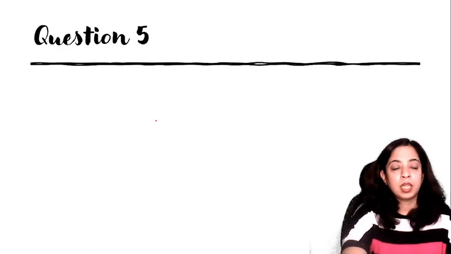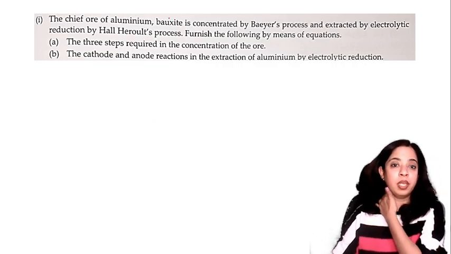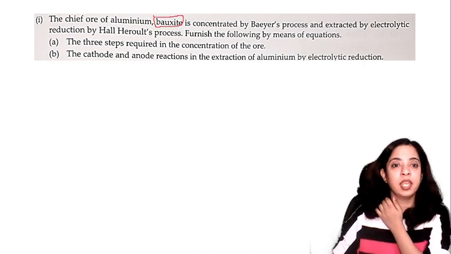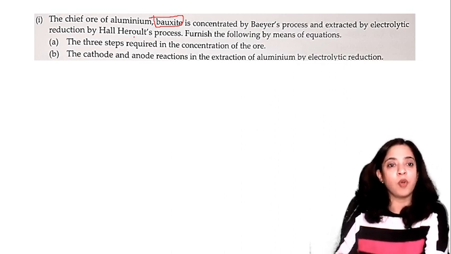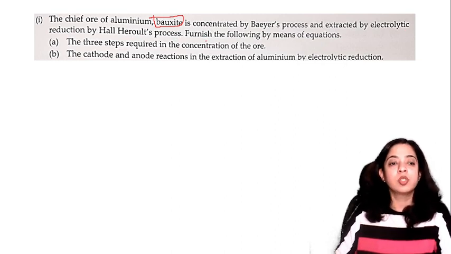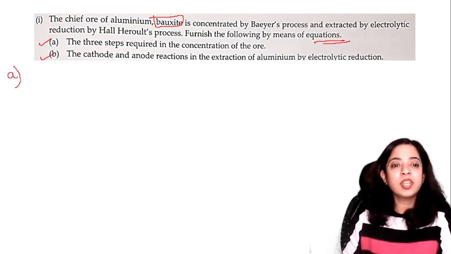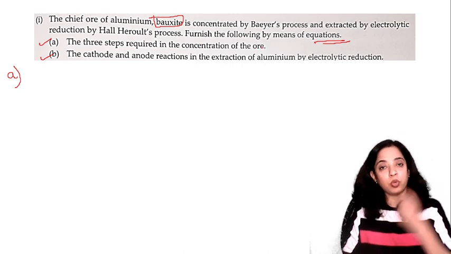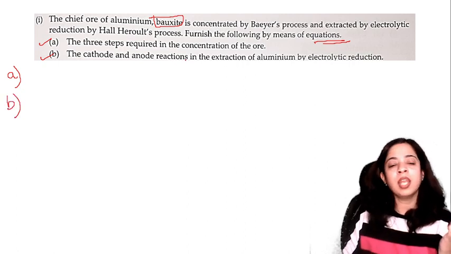Now let's go on to question number 5. The chief ore of aluminium, bauxite, is concentrated by Bayer's process and extracted by electrolytic reduction of Hall-Heroult's process. Correct? So what is the question? Furnish the following by means of equations. We have to explain both with the means of equations. The first one: the 3 steps required in the concentration of ore. Then what is asked in B? Cathode and anode reactions in the extraction of aluminium by electrolytic reduction.